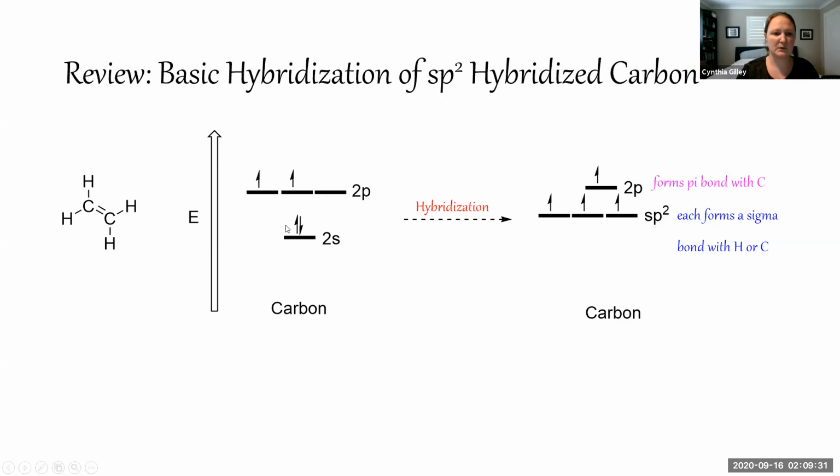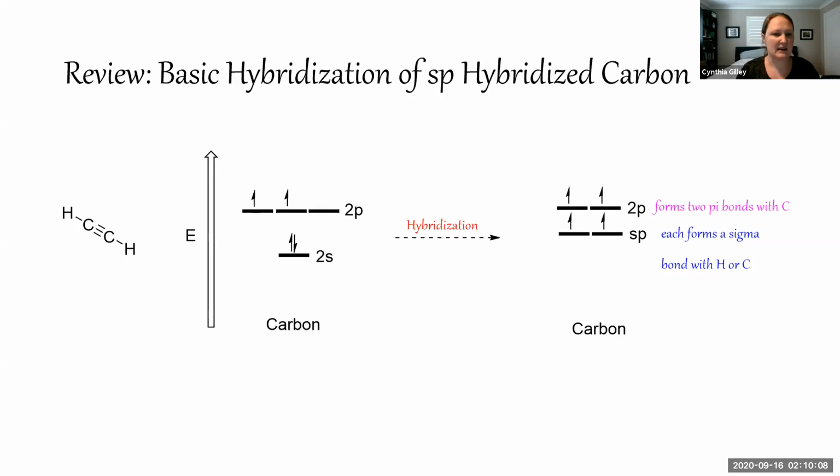So the electrons will fall into these, 1 in each orbital. This allows carbon to be able to make 3 sigma bonds. Again, 2 of those are with hydrogen, 1 is with the other carbon atom, using the sp2 hybridized orbitals. And then it has one remaining 2p orbital, which we often just call a p orbital, and one electron in there to do the side-by-side overlap to form the pi bond with the other carbon. So this is the electron configuration in the orbitals after hybridization.